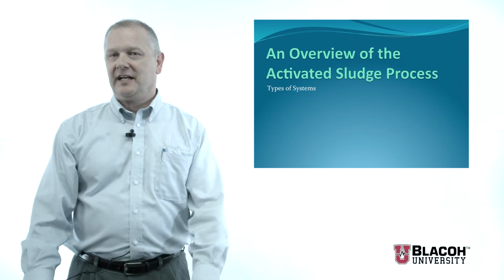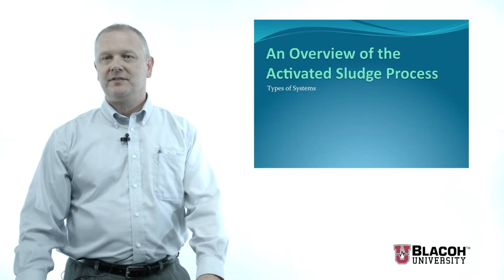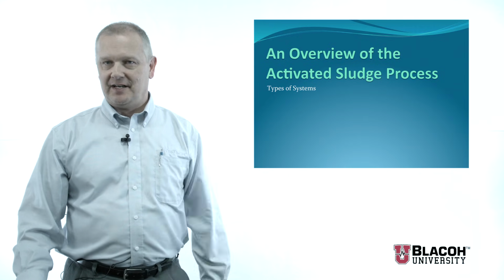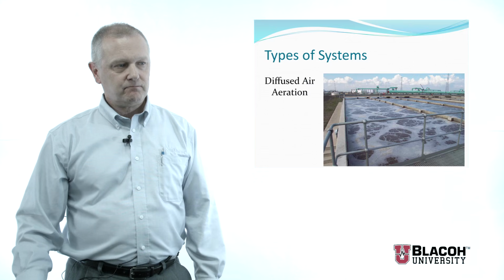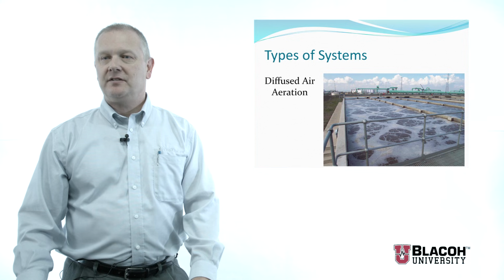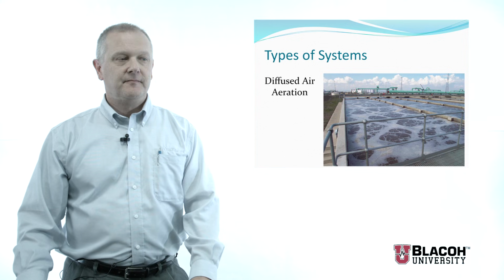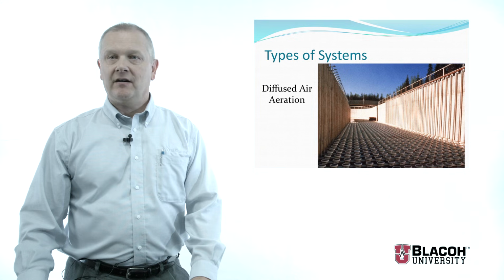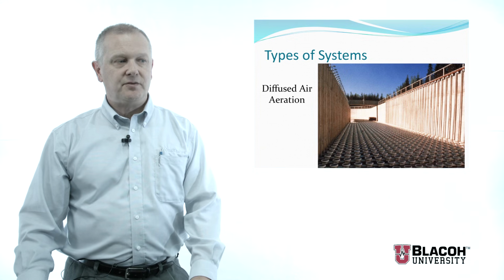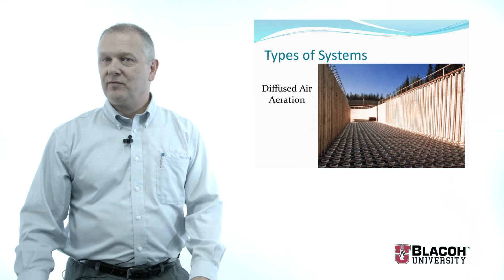Let's look at different types of activated sludge systems from a practical standpoint, actually in plant designs. The most common, particularly in larger plants, is a diffused aeration system where we bubble air from the floor up through the wastewater. Here's a picture of a tank that has a bunch of diffusers on the floor of the tank.